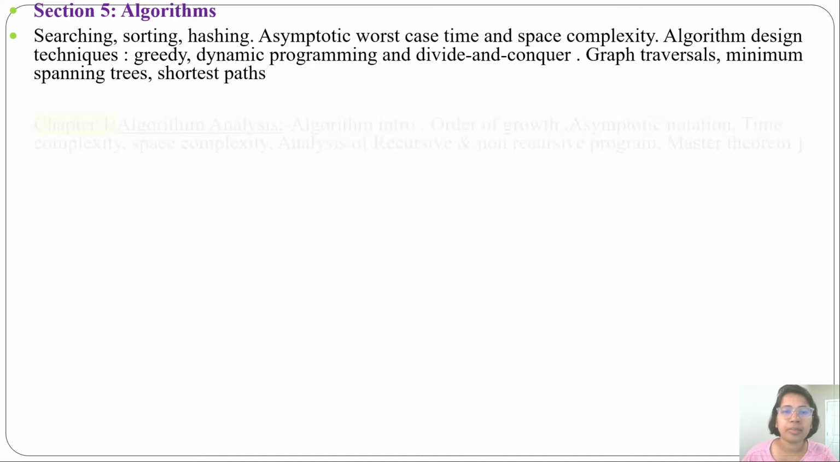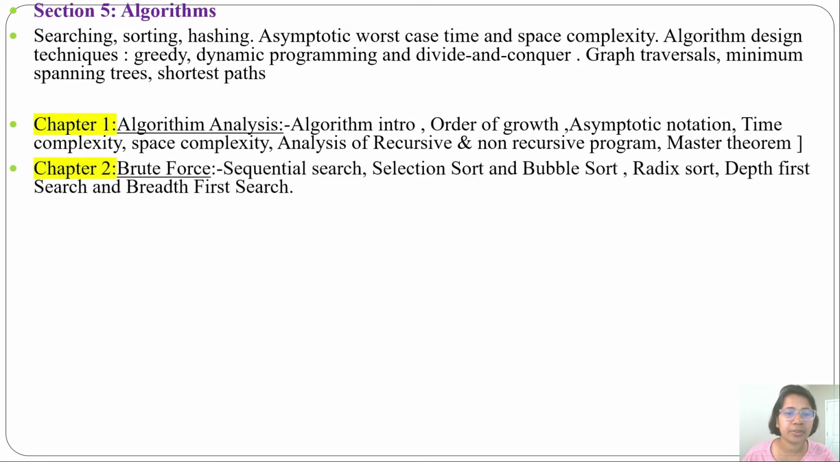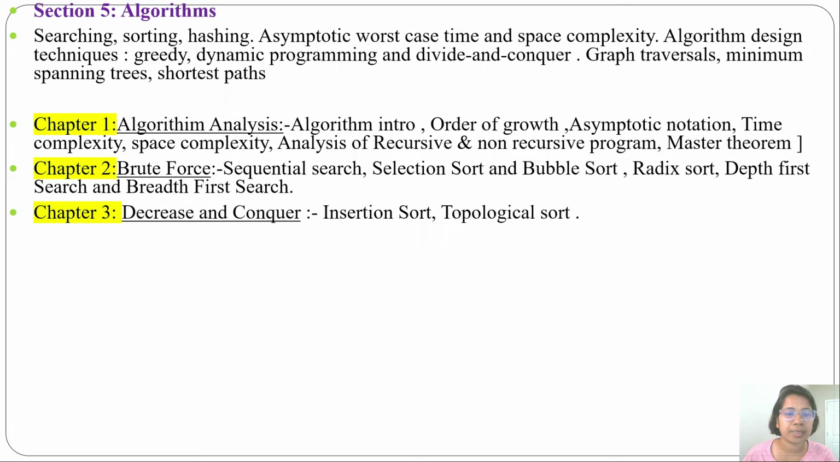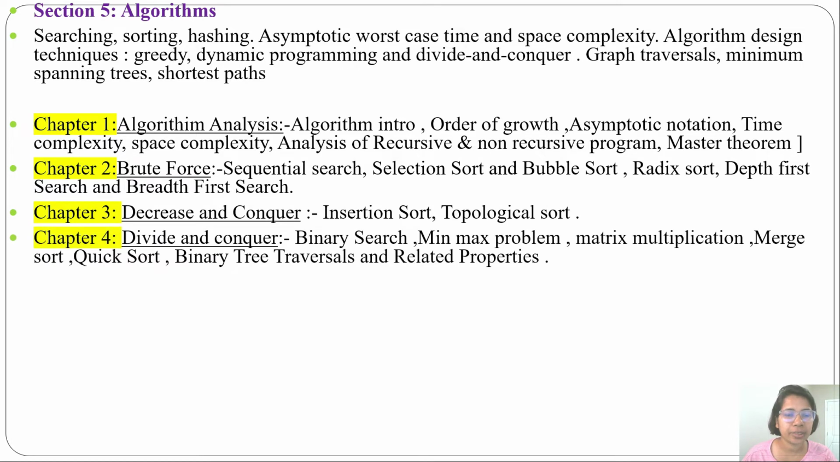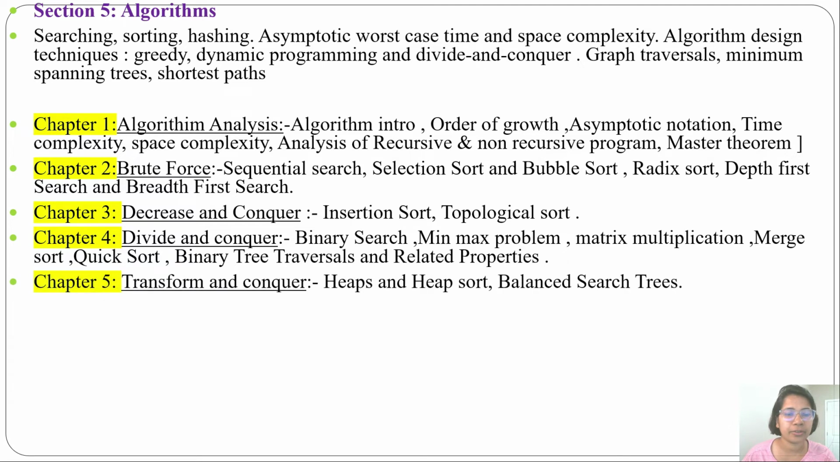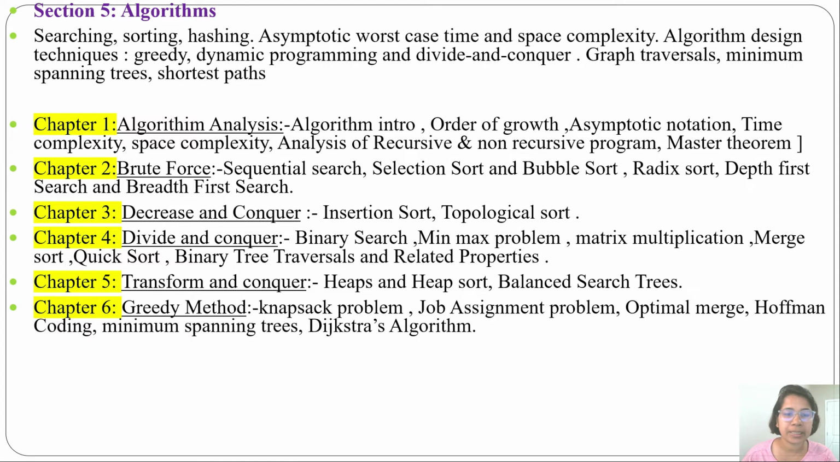Hi, in algorithm I already discussed 6 chapters. Chapter 1 algorithm analysis, chapter 2 brute force technique, chapter 3 decrease and conquer technique, chapter 4 divide and conquer technique, chapter 5 transform and conquer technique, chapter 6 greedy method.